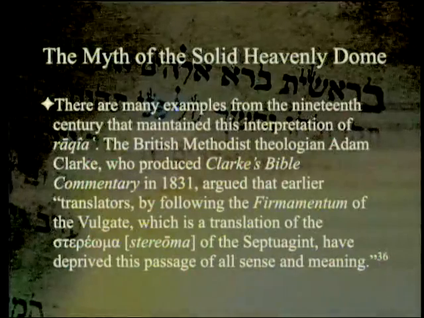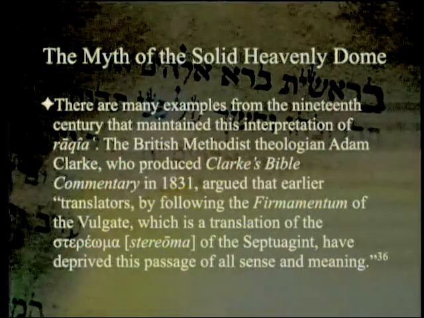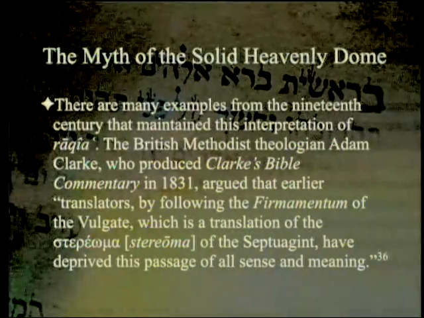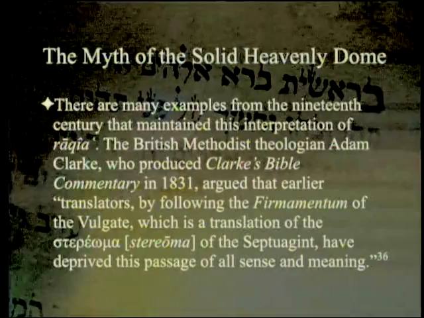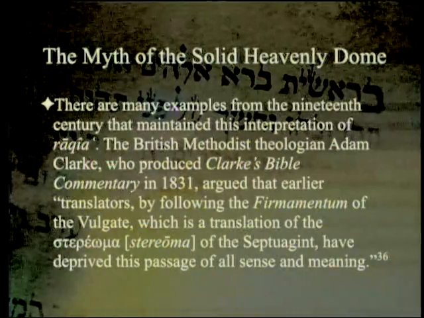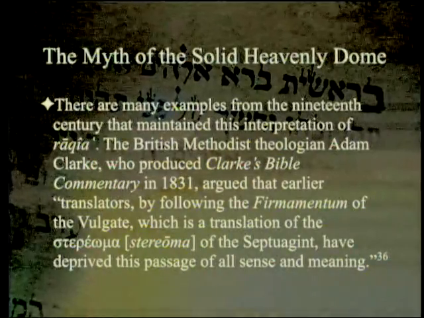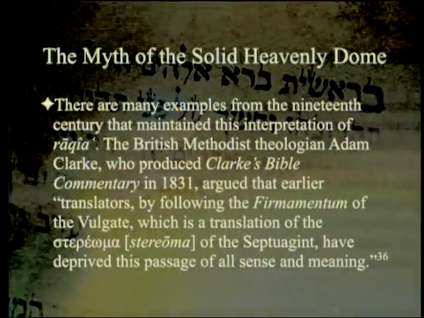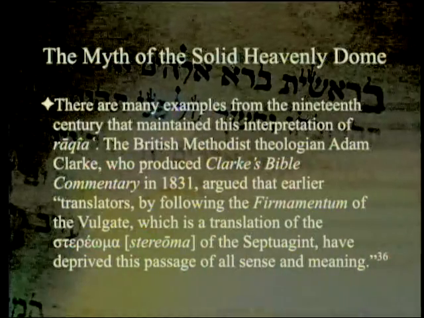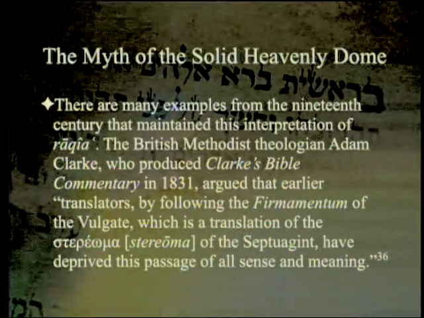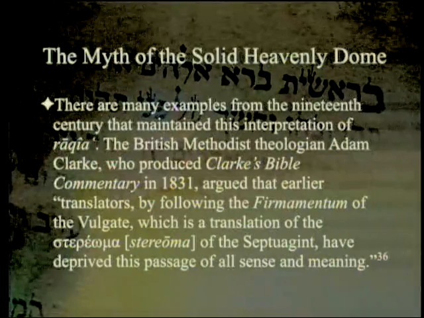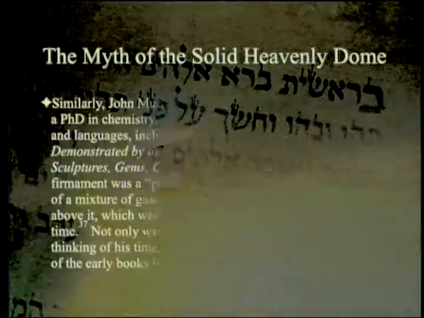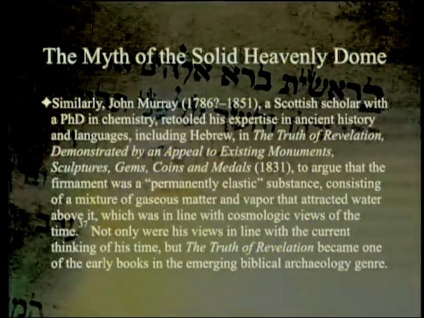There are many examples from the 19th century that maintain this interpretation of rāqîaḥ. The British Methodist theologian Adam Clarke, who's one of our, interestingly, favorite biblical commentators outside of the Adventist Church, who produced Clarke's Bible Commentary in 1831, argued that earlier translators, by following the firmamentum of the Vulgate, which is a translation of stereoma of the Septuagint, have deprived this passage of all sense and meaning. And it's a pretty strong criticism of that.